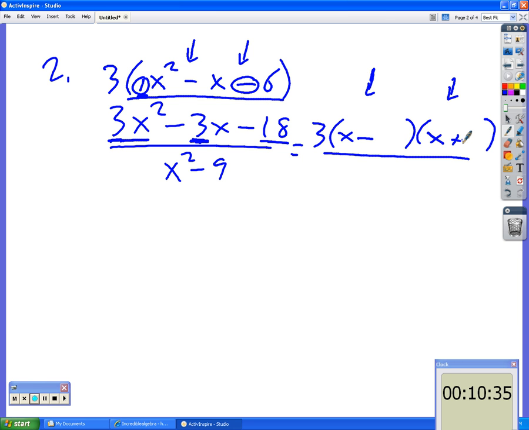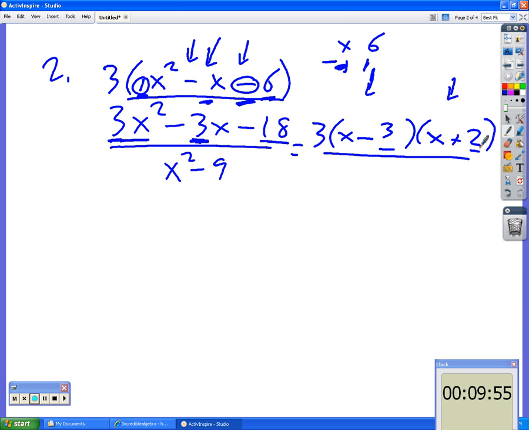Now I need 2 numbers here, last and last. When I multiply them, I have to get 6. Sorry, I have to subtract them. There's a negative, so 2 numbers multiply to give me 6, and when I subtract them, I have to get 1. And so those numbers are 3 and 2. So I factor the top.